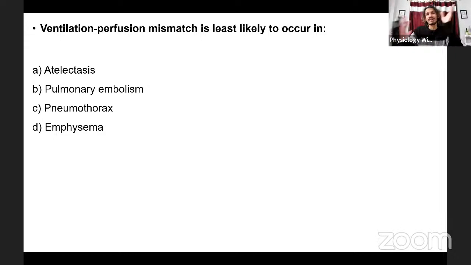Pneumothorax also can result in a ventilation perfusion mismatch, because a large scale pneumothorax can result in changes in the pleural pressure and in turn can affect your ventilation. But out of the lot, that is the best option. It's not like pneumothorax does not result in ventilation perfusion mismatch. It does. But compared to the other options, that looks like the safest answer that you can give here.